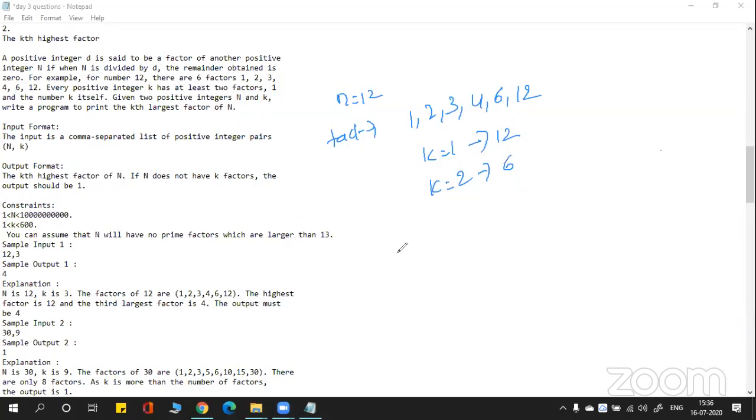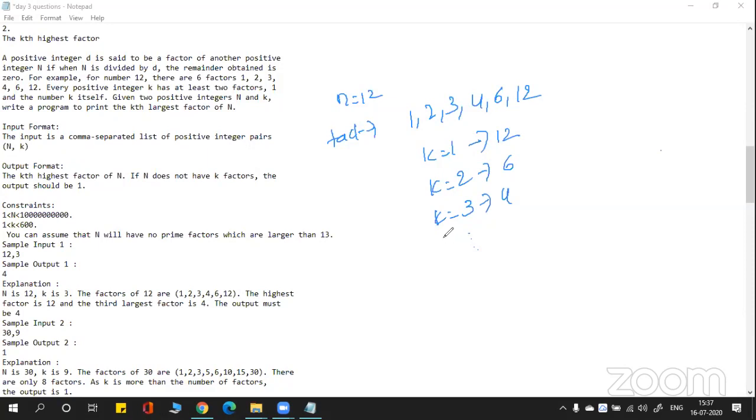Funny Kumar, please check kth highest factor. That's why please read the question. I hope you are clear what I'm trying to tell. When k is equal to 1, output should be 12, not 2. When k is equal to 2, this is the second highest factor. When k is equal to 3, third highest factor, that is 4, and so on.